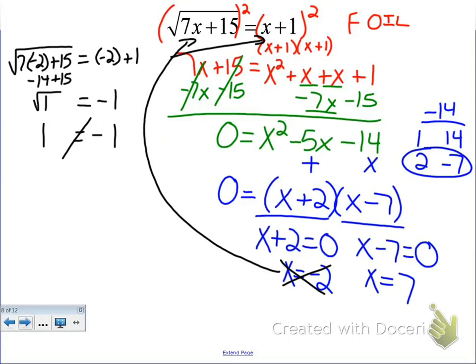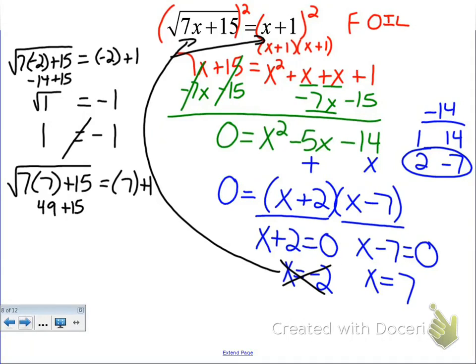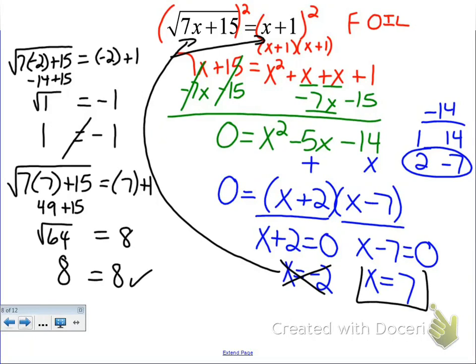But let's try out 7, because 7 might still work. So we're going to have the square root of 7 times 7 plus 15 equals 7 plus 1. 7 times 7 is 49 plus 15. 49 plus 15 is 64. Square root of 64 is 8. On the right-hand side, 7 plus 1 is 8. And does 8 equal 8? Why, yes. Yes, it does. So that means our answer is x equals 7.